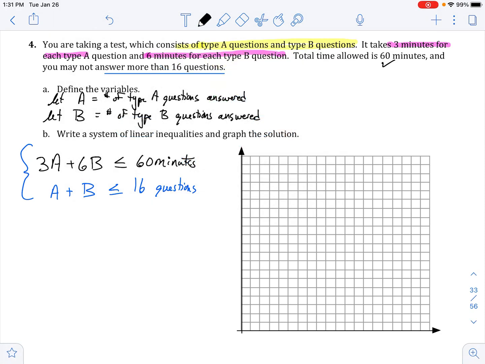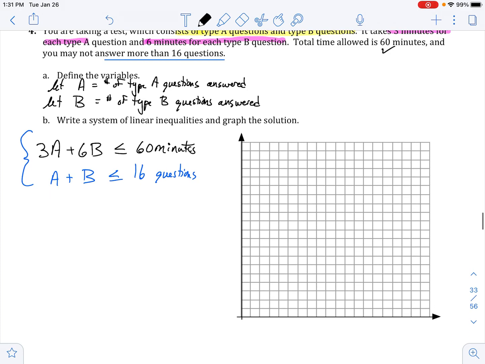I do need to make sure that since we are graphing here, I'm going to put some labels on these axes. This is going to be the number of type A questions. Vertical axis is the number of type B questions answered. And now we have to figure out a scale.